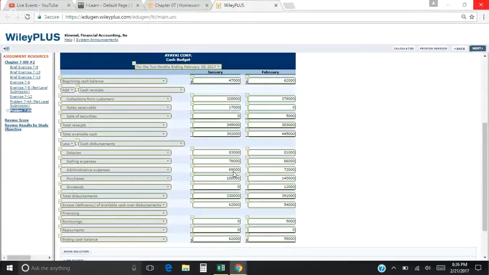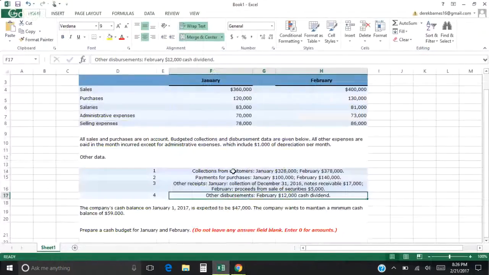Administrative expenses now, even though it says here all other expenses are paid in the month incurred except for administrative expenses, I had to kind of figure that one out because I got it wrong the first time. I put a 0 there because it says they're not incurred, but administrative expenses do get expensed out per month on a monthly basis.